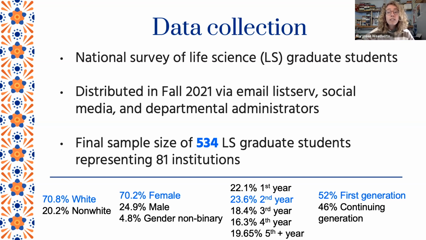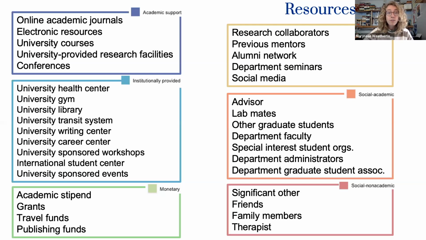So this survey began with a list of 34 resources, and participants were asked to select all of the resources from this list that they used in their programs. So here's that list on this slide, and we can see that these resources are broken down by categories, including resources related to academic support, institutionally provided resources, monetary resources, resources that relate to students' career networks, and then both social academic and social non-academic resources.